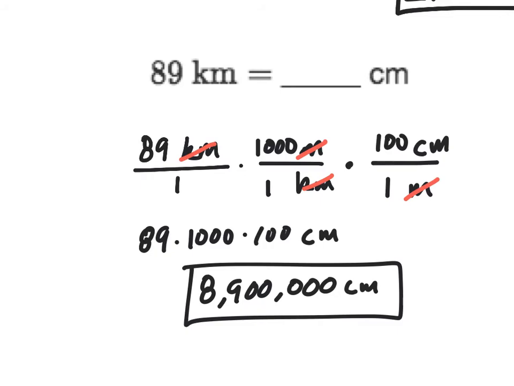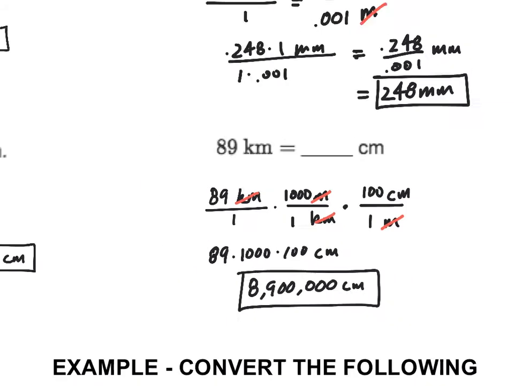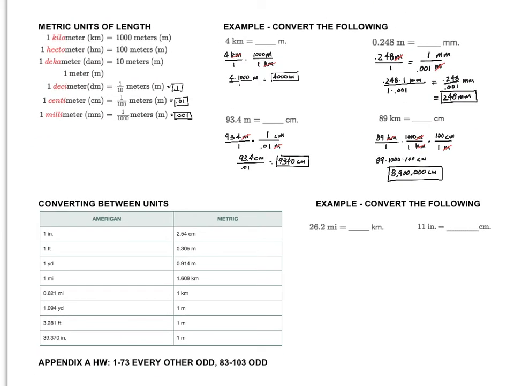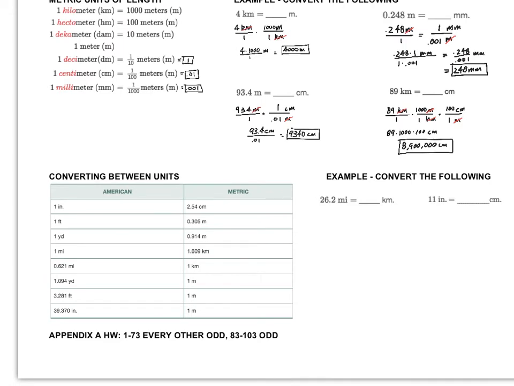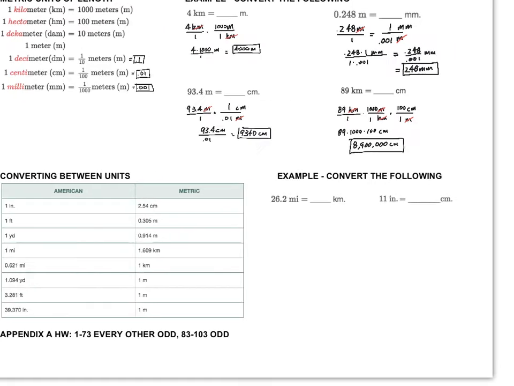Okay, and that's it. It's really not too hard. Let's go ahead and do these last two problems, going between American units and metric units. If I have 26.2 miles, how many kilometers is that? We're going to use this conversion, where 1 mile is in kilometers, or I could use the other one. It doesn't matter which one I use, as long as I use one or the other and make sure my units are correct.